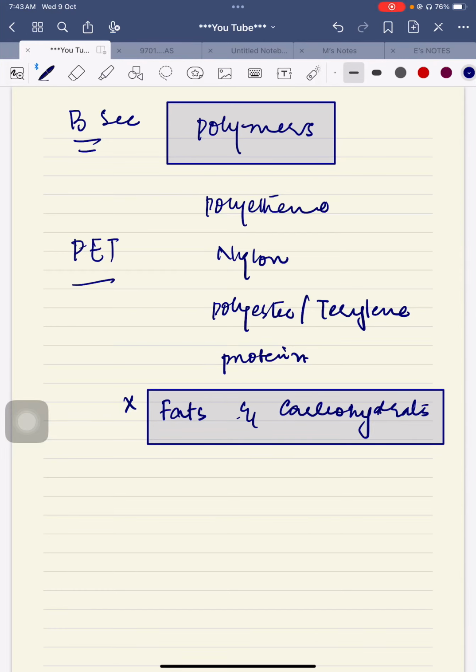Hey guys, welcome back to the continuation of organic chemistry. Right now we are on section B of organic chemistry, which is called polymers. Before moving towards polymers, I would like to bring your attention back towards section A.